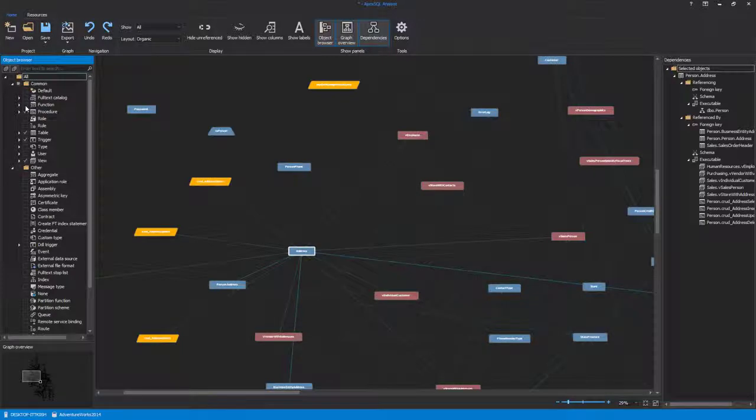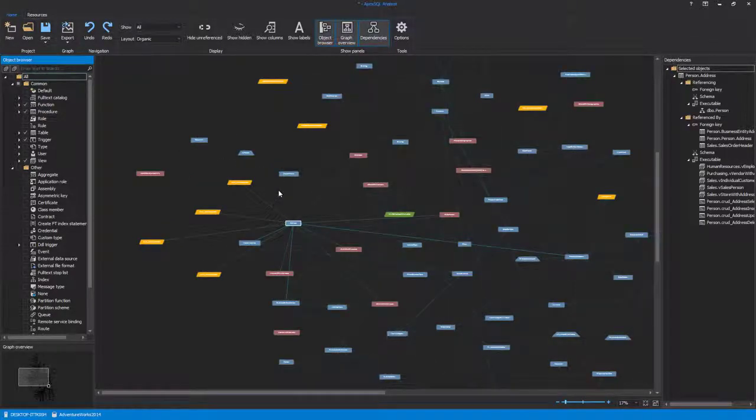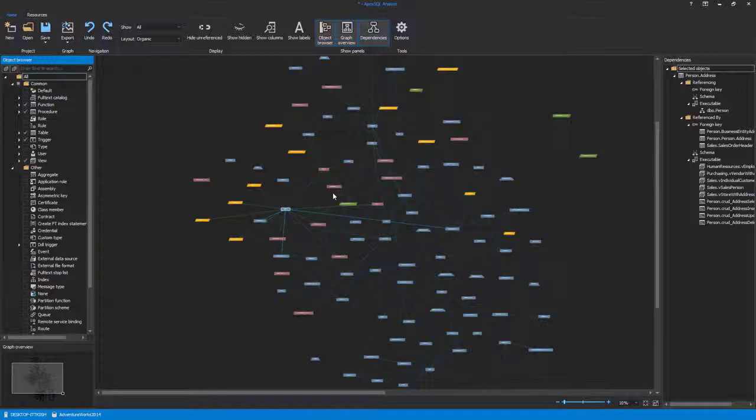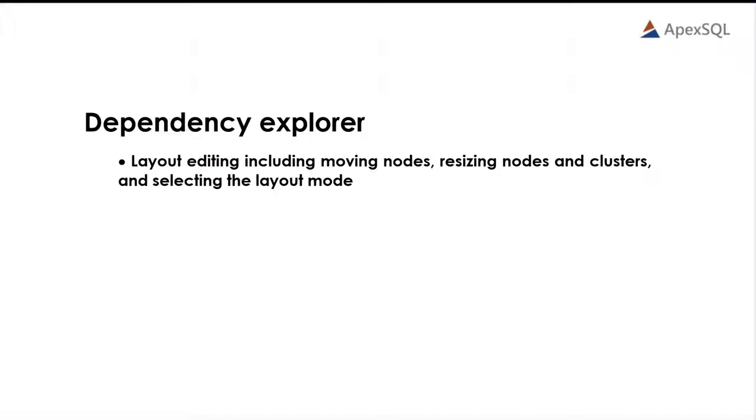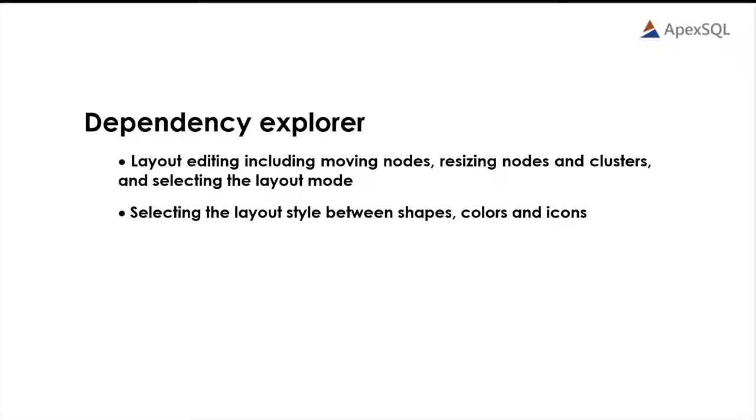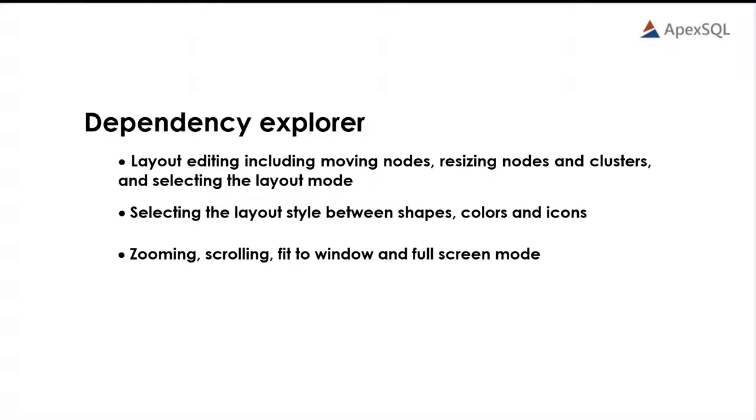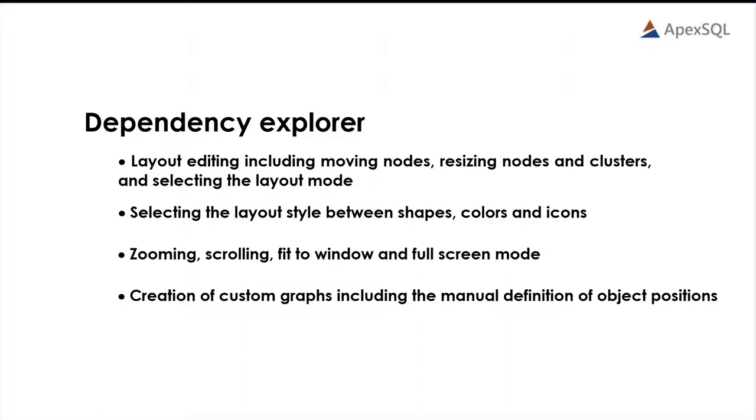The Dependency Explorer feature of ApexSQL Analyze also allows you to customize and design the overall appearance of the dependency diagram. The Dependency Explorer feature provides the following customization capabilities: layout editing, including moving nodes, resizing nodes and clusters, and selecting the layout mode. Selecting the layout style between shapes and colors and icons. Zooming, scrolling, Fit to window, and full screen mode. Creation of custom graphs, including manual definition of object's position.